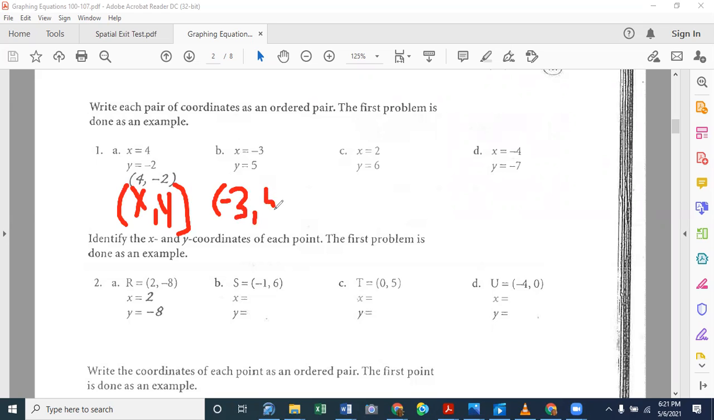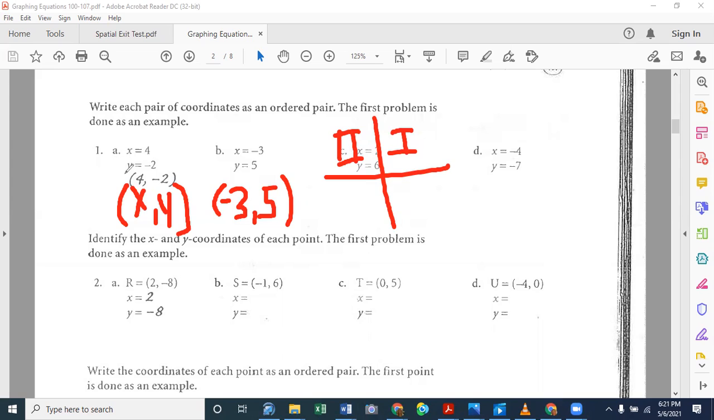So B here would be -3, 5. What quadrant would -3, 5 be in? Would it be in quadrant 1, 2, 3, or 4? Did you say quadrant 2? Then you are correct. So we're going to do the crisscross. This is quadrant 1. Quadrant 2 is over here. So -3 is to the left of 0 and 5 is above 0. So it would land in quadrant 2.